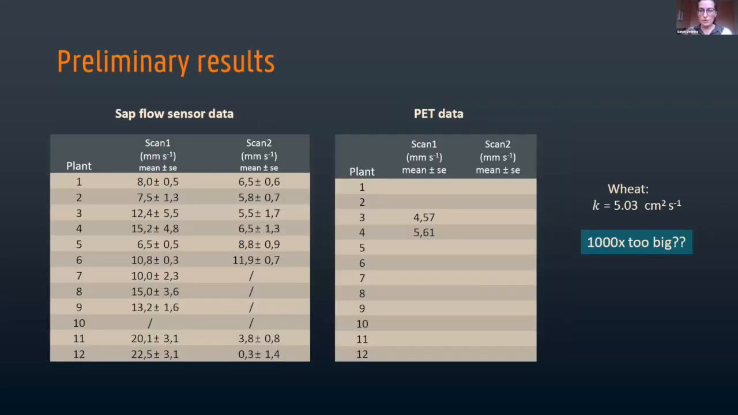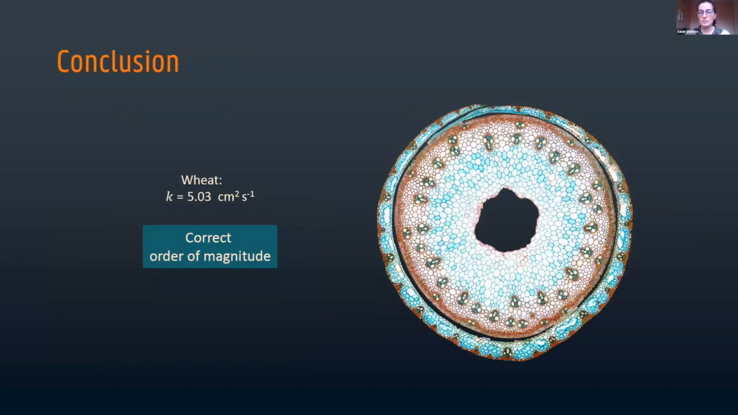And then as an overview, I have only preliminary results because I haven't gone through all the data yet. But you can see that the first results of the PET data show velocities of around 5 millimeters per second, while those same plants show around 10 millimeters per second with the sap flow sensors, so about double the velocity. But I'm actually really glad with this result, because I thought with a thermal diffusivity 1,000 times too big, I was expecting velocities to also be 1,000 times too big, but that's not the case. So the conclusion is that this parameter, the order of magnitude, is correct, surprisingly.